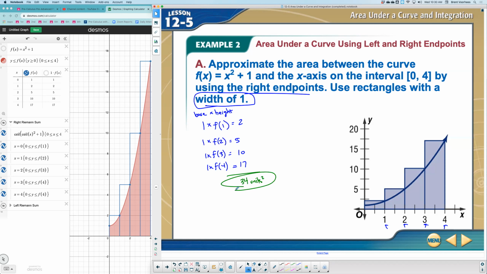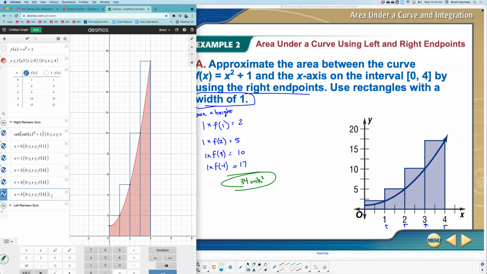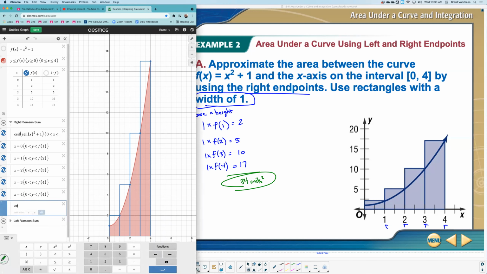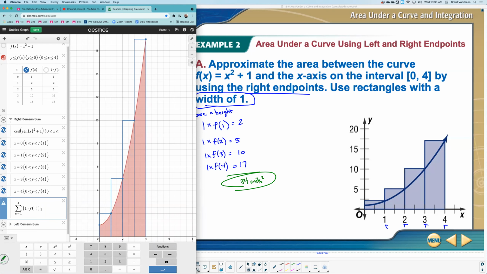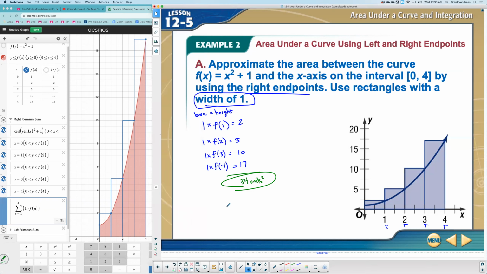And by the way, if you remember from chapter 10, we learned how to find the sum using the symbol, the sigma. And so the way you would work this is we were going from the right endpoints, the numbers 1 to 4. And each time, what were we doing? We were multiplying 1 times f of whatever the n value is. And notice it gives us 34. Okay, so we did that one correctly. Now this is an overestimate of the area.